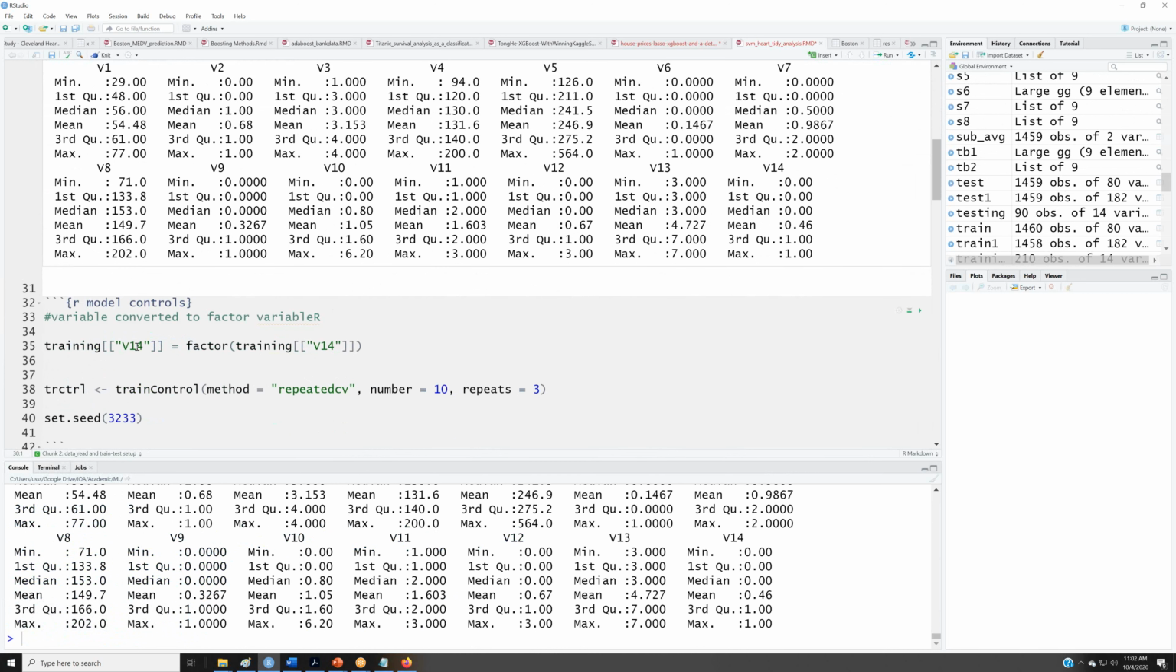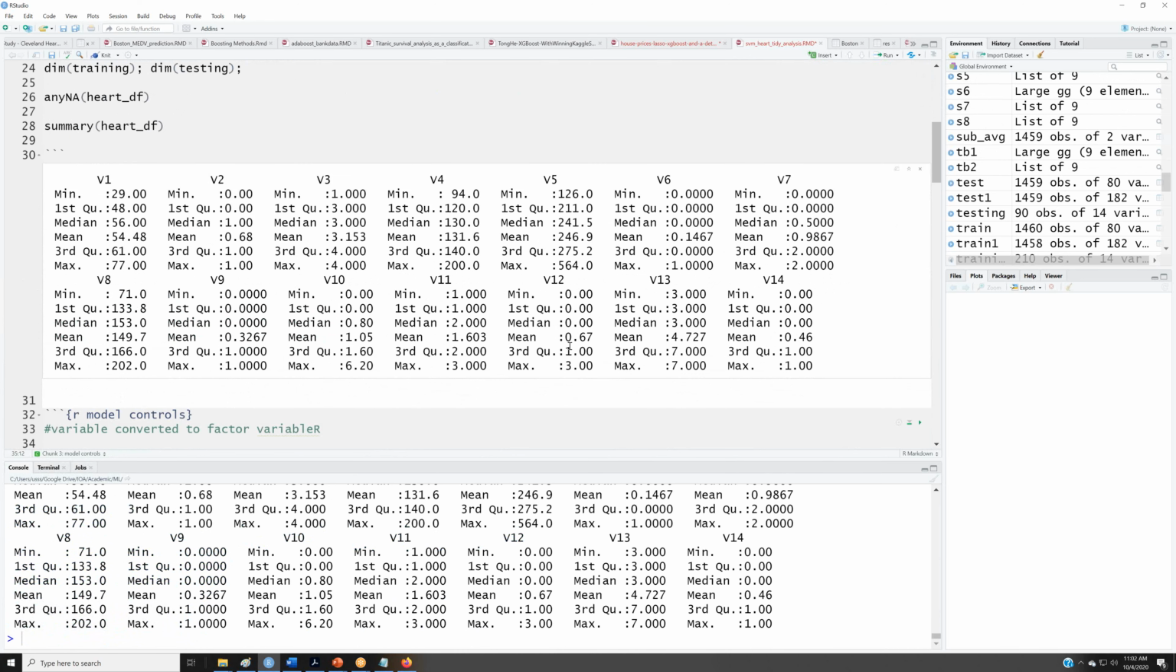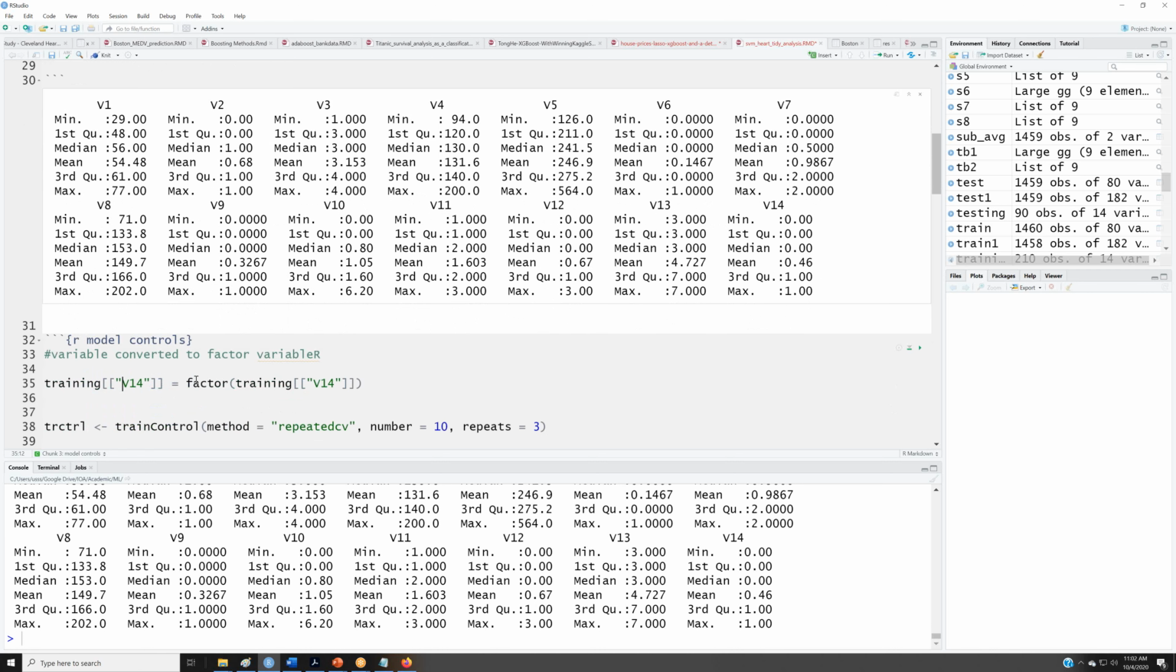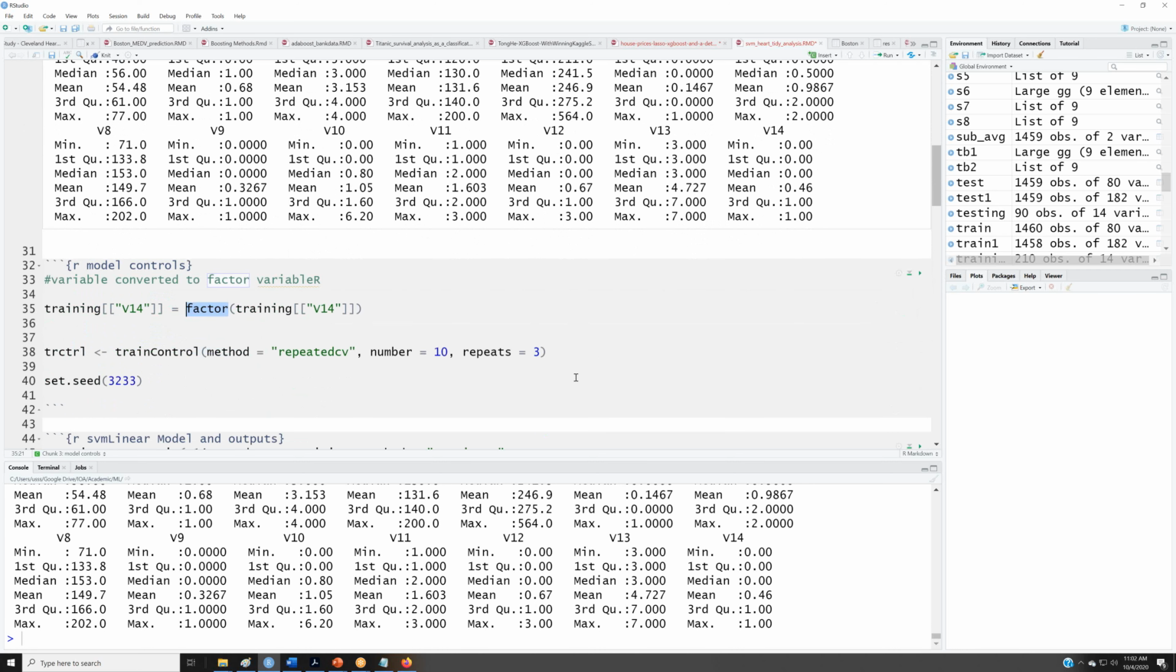Now, I want to consider 14 as the variable. Let's do the 14. What is going on with 14? 14 is also 0 or 1 only. Okay, so it's not multiple classes. So we want to do the training 14th variable as a factor. You have to define it as a factor. If it's numeric, it won't work. Okay, it has to be a factor. So let's do that.